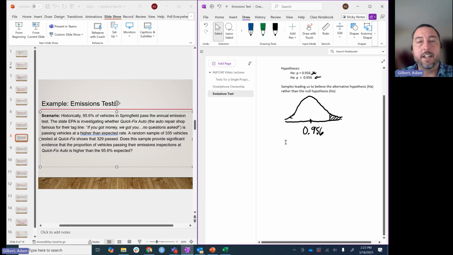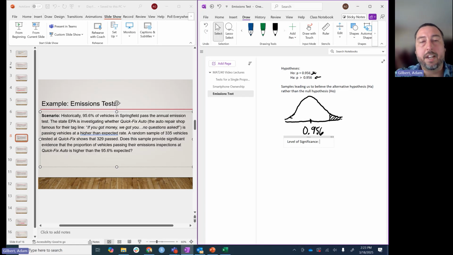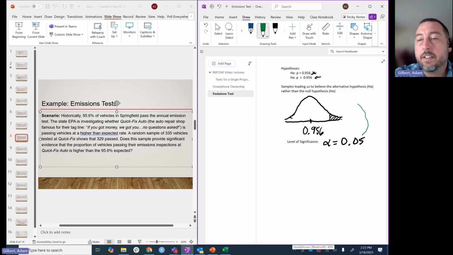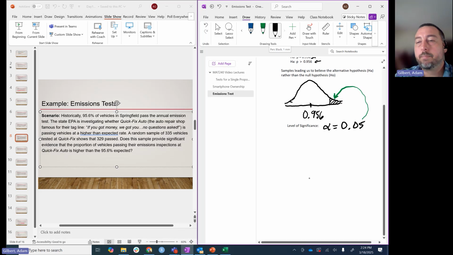We're going to set our level of significance. So level of significance here is going to be 5% again because we're not told to use anything else. So alpha equals 0.05. And when we do that, we're saying that the samples that would lead us to believe that alternative hypothesis account for 5% of samples total. So we're wondering whether our observed data is one of these 5% rare, unusual samples that would lead us to believe the alternative hypothesis instead of the null hypothesis.